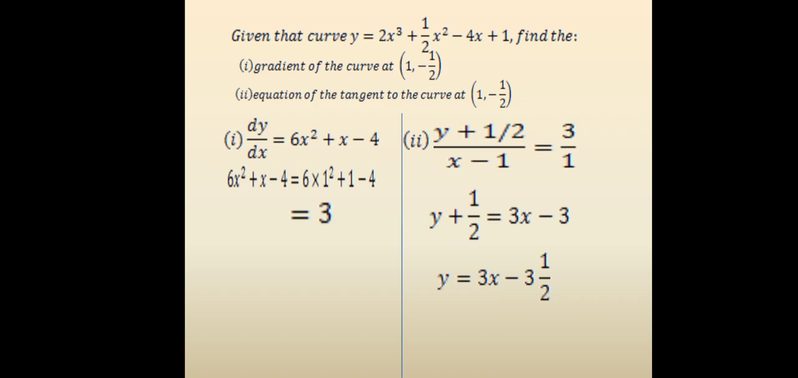Given that curve y = 2x³ + (1/2)x² − 4x + 1, find 1. The gradient of the curve at (1, −1/2). 2. Equation of the tangent to the curve at (1, −1/2).